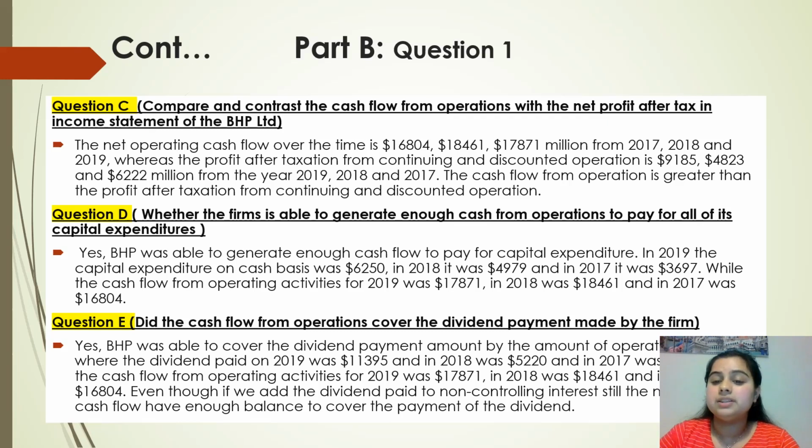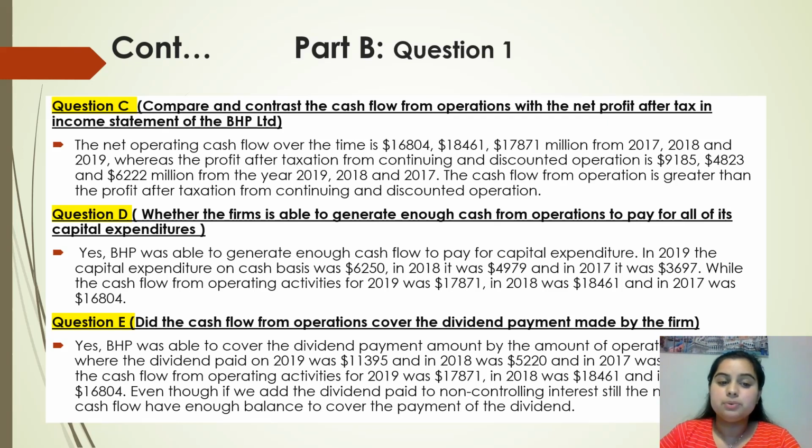And in 2017 it was 2,697, while the cash flow from operating activities for 2019 was $17,871. In 2018 it was $18,461 and in 2017 it was $16,804. Next, question E, did the cash flow from operations cover the dividend payment made by the firm?